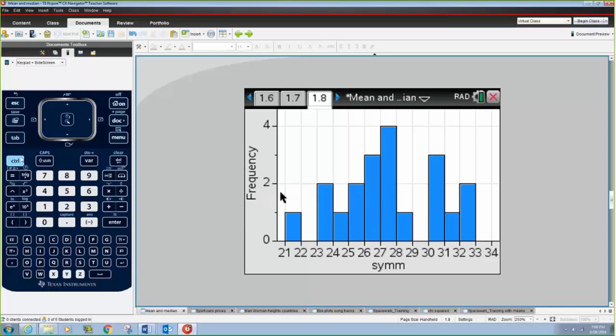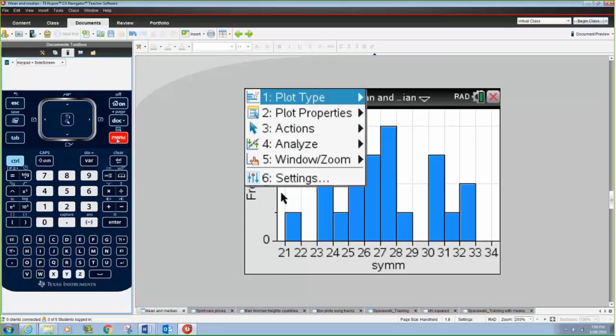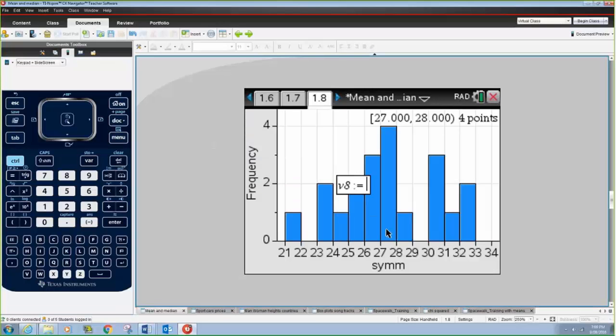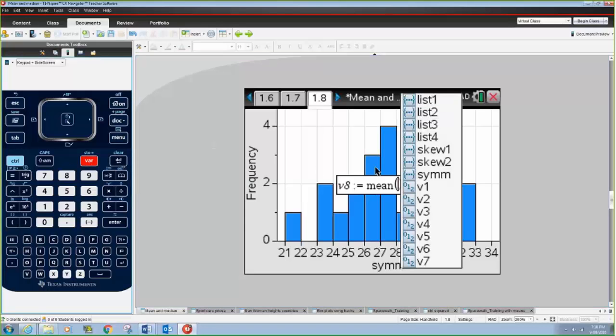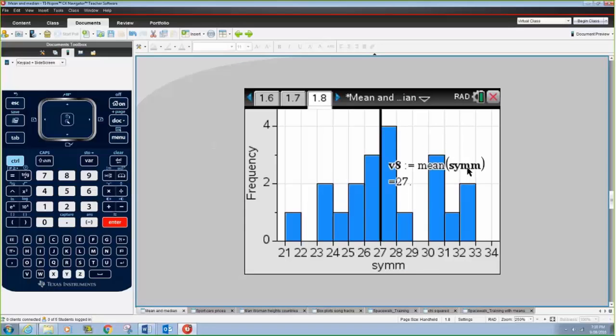And this data looks mainly symmetrical, but there is a noise feature on the calculator. If we go to menu and analyze and plot value, and that comes with V8 because I practice on that a bit, we can simply enter on the histogram mean of, and you can either type symmetrical or you can get it from variables, and it will display the mean on the histogram.